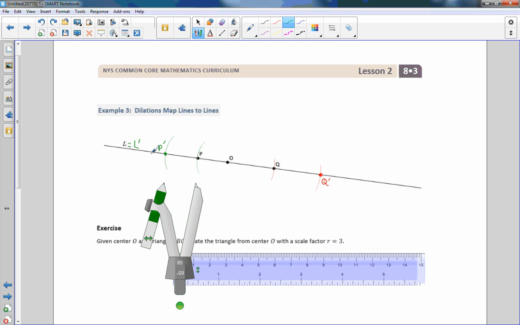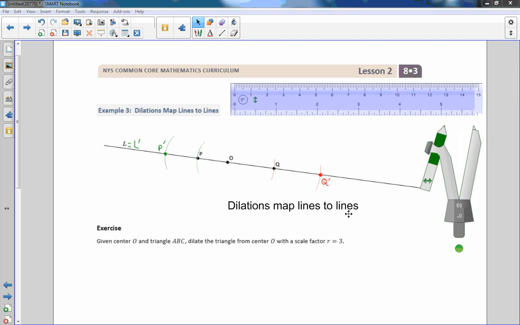So if L was right here and then I dilated out a distance to Q prime and P prime and drew a line through O and P prime and Q prime, then that would give me line L prime, and it coincides with our original L. So after we dilate a line, it is still a line. So dilations map lines to lines. Okay, and I will write that. Okay, so dilations map lines onto lines.